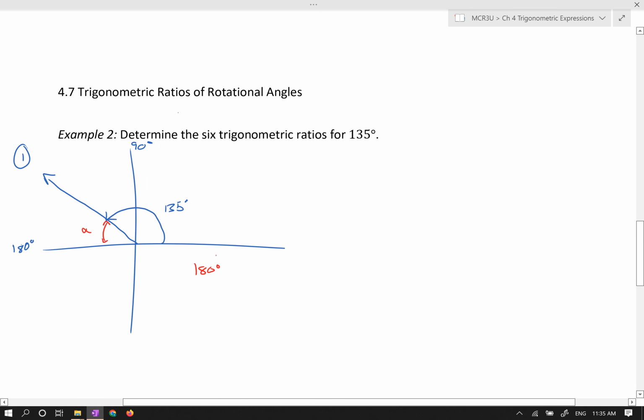180 degrees is half a circle, and I know that in order to get to half the circle, I need to go 135 degrees plus my related acute angle. So here I would say 180 degrees is equal to 135 degrees plus alpha. So that means that alpha is going to be equal to 180 degrees minus 135 degrees. Fantastic. That means my related acute angle is 45 degrees. Well done, folks. That was step 2.